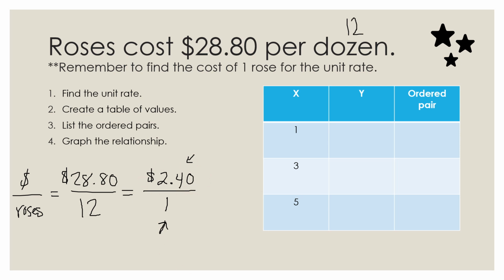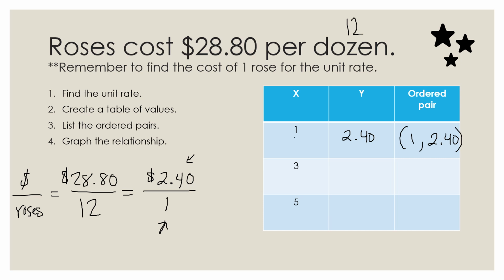Okay, that means that if x is 1, then y is $2.40. We're already filling out the table. Make an ordered pair, 1, comma, $2.40. Close parentheses. Now for this next one, we need to find y when x equals 3.